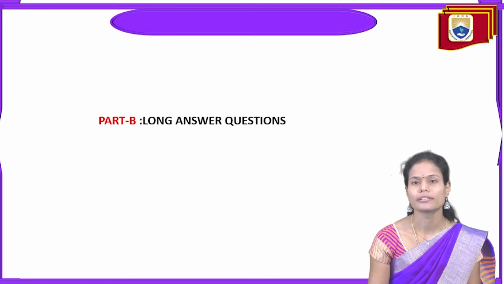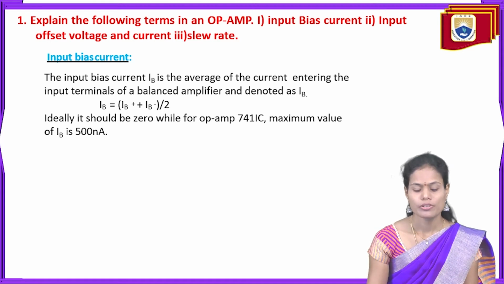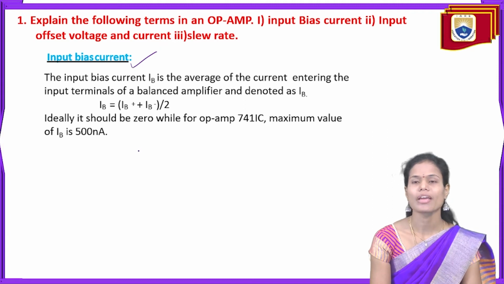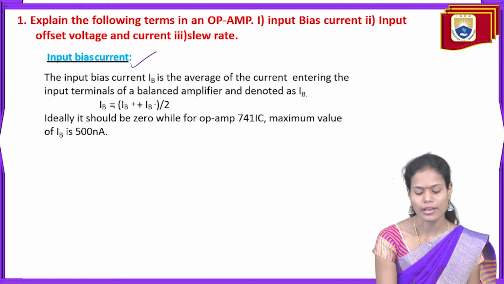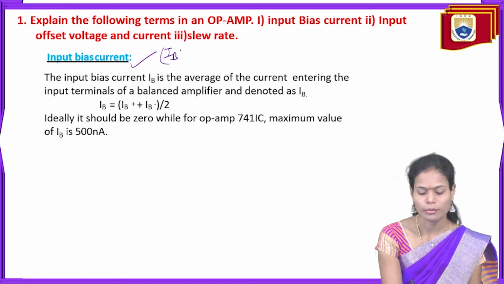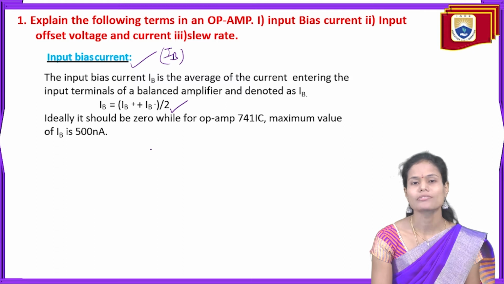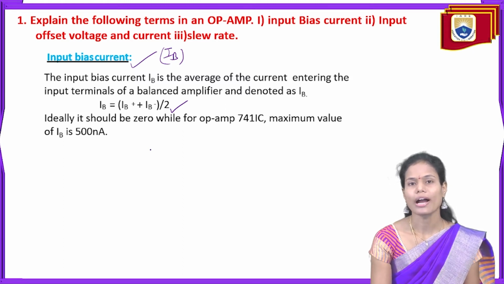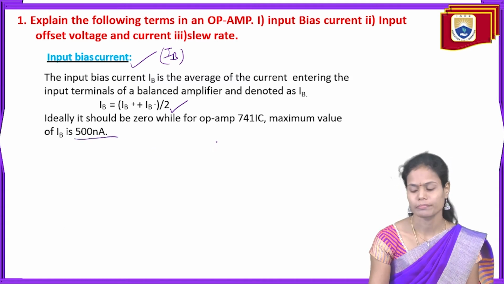And coming to the next part, that is long answer questions. So the first one is: explain the following terms in an operational amplifier. They are input bias current, input offset voltage and current, and slew rate. So input bias current is nothing but the average of the current entering into the input terminals of the balanced amplifier, and it is denoted as IB. It is the average of the current entering into the inverting terminal as well as the non-inverting terminal. Ideally this value is 0, but in a practical operational amplifier this value is 500 nanoamperes.